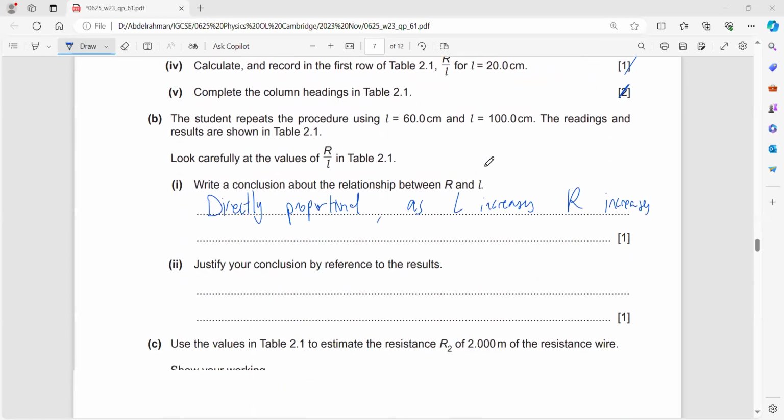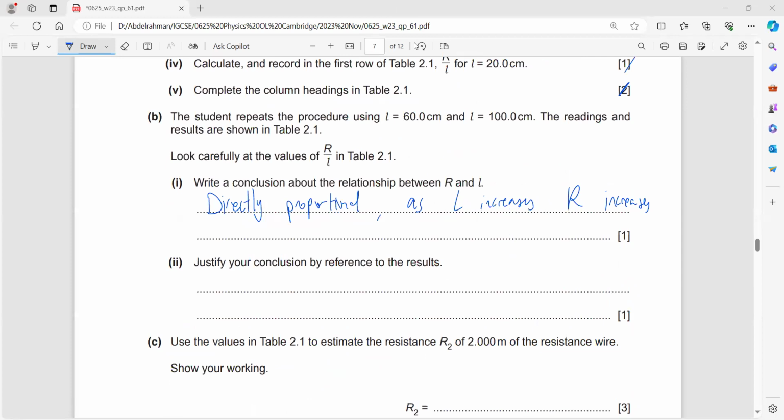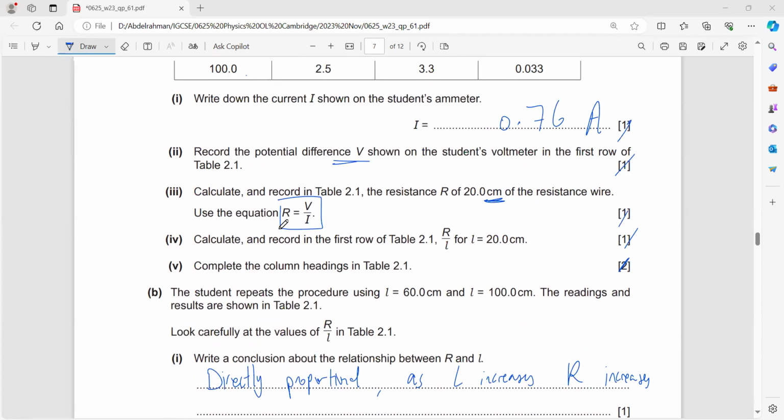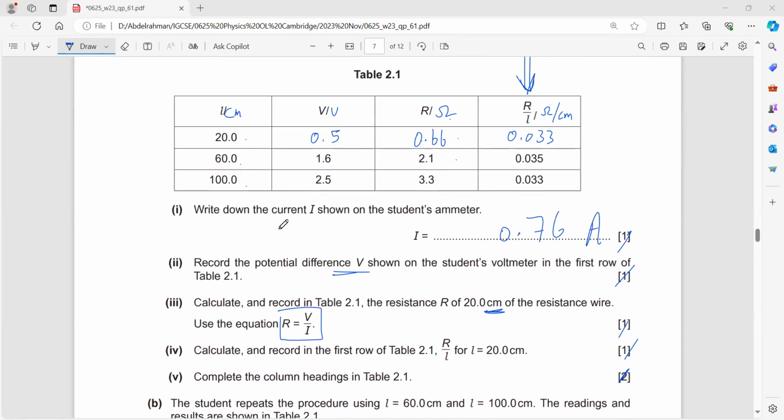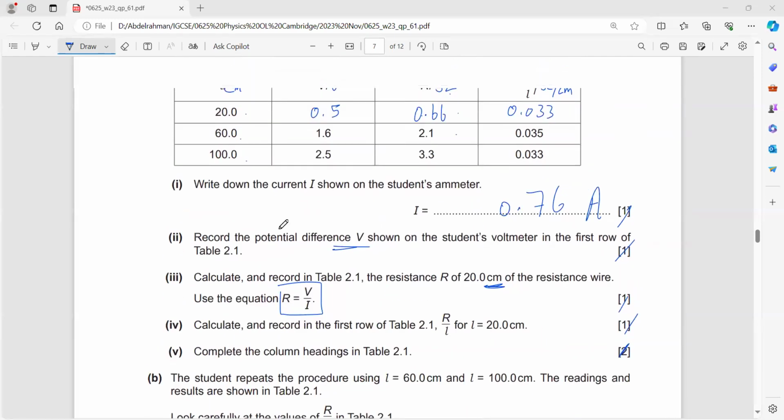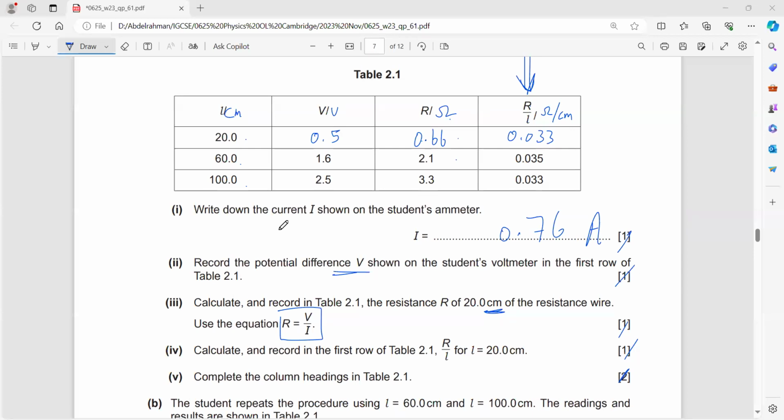When he asks me to justify, what do I mean by justify? I must use numbers from the table. I will check the table here. When L was 20, R was 0.66. When L was 100, R was 3.3. This is proof. Justify means you must prove with numbers from the table, or from calculations that you did.